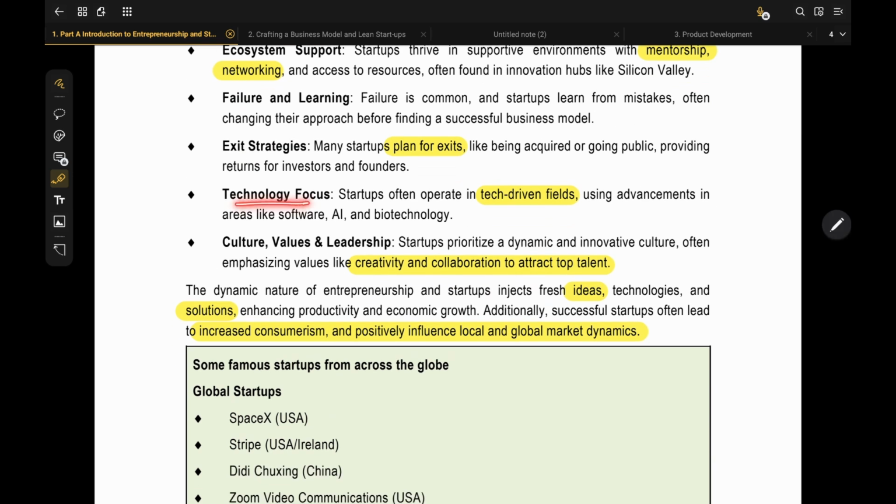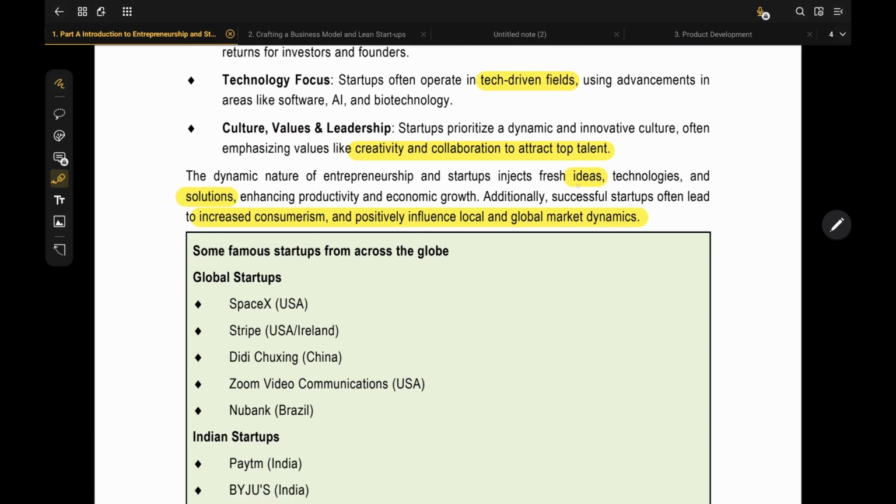And then a technology focus. They will be tech-driven fields. Culture, values, leadership, that also will be there. And entrepreneurship injects fresh ideas. There will be new ideas from the entrepreneurs. Solutions will be given for the problems in the market.